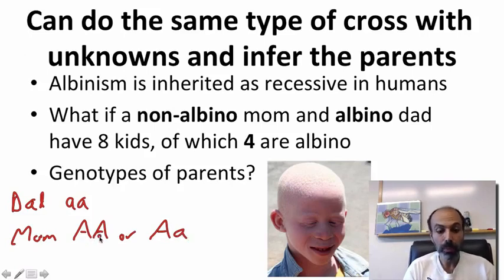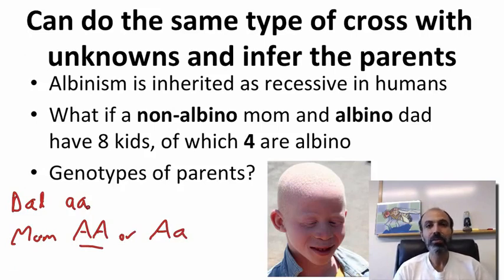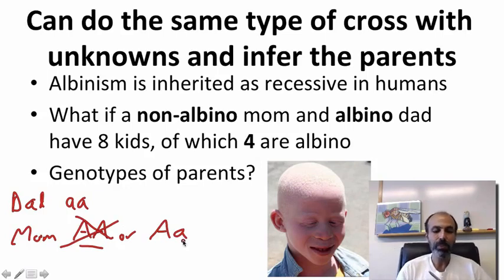Now, what if mom was big A, big A? If mom was big A, big A, and dad was little a, little a, all the kids would be big A, little a. So none of them would actually be albino. Given that we know that 4 of the kids are albino, we can cross this out, and we can say, in fact, mom must be big A, little a.